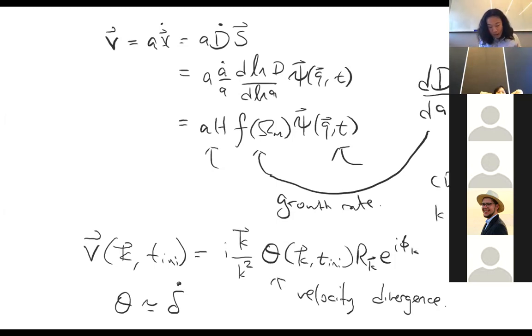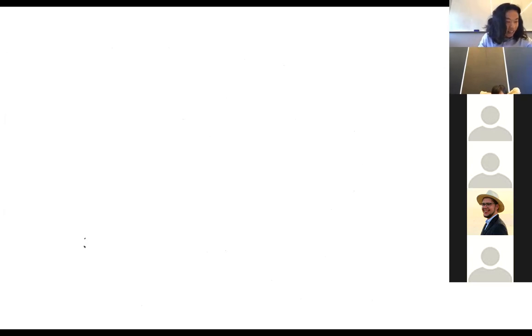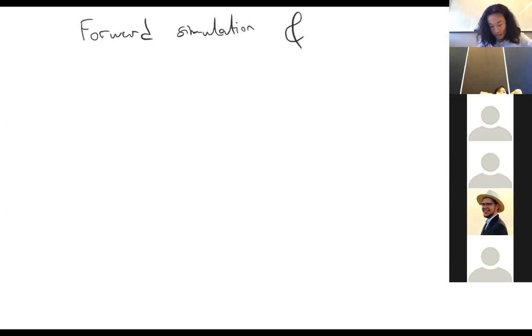Okay, so now we have the recipe for doing that. We have a way of getting the displacement field and the velocity field. Now we get to a slightly subtle point regarding two slightly different philosophical approaches to this whole procedure. In the literature, these are called the forward simulation, or maybe it doesn't have a proper name, but I think of it as a forward simulation, and the scale back simulation.